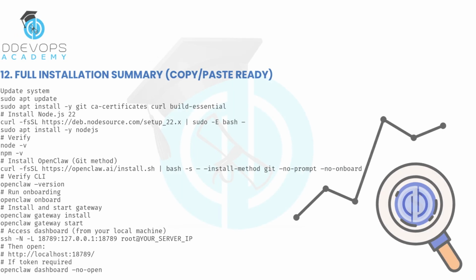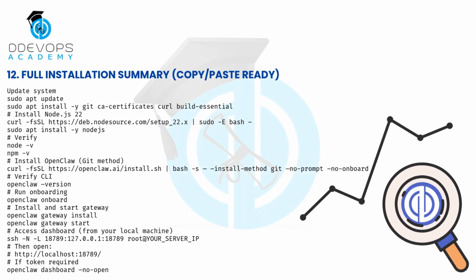Let's wrap up with the full installation summary. These commands are copy-paste ready, so you can quickly set up your environment. First, update your system and install the required packages. Next, install Node.js 22 and verify with node and npm. Then, install OpenClaw using the Git method and confirm with the CLI version check. After that, run onboarding, install and start the gateway, and finally access the dashboard securely through SSH tunneling. With these steps complete, your OpenClaw setup is ready to go.